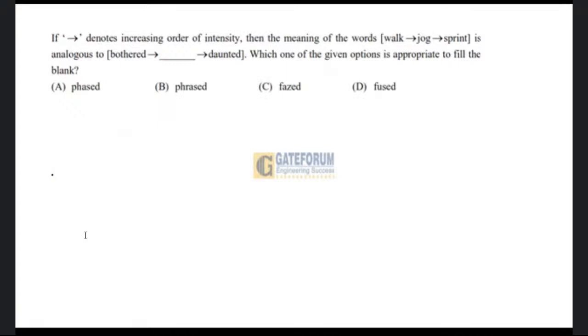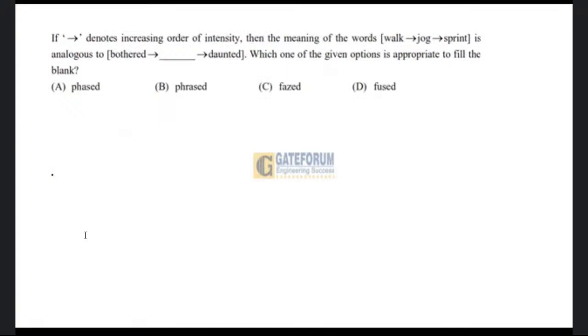Fazed. Now, fazed means very concerned. The main use is in the negative form. He was unfazed by all the happenings around him. Means absolutely not concerned. So that's used in the negative form more often. But then the positive form, fazed, means very concerned. So that would be fazed, bothered, fazed, daunted.